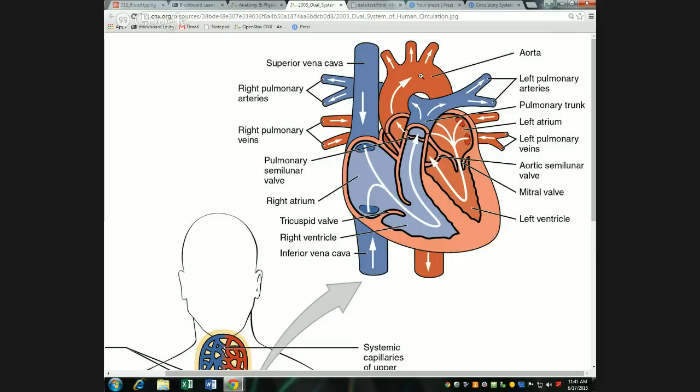There's a wall separating the 2 sides from each other called the septum. When we're talking about the wall between the atria, we call it the atrial septum. When we're talking about the wall between the 2 ventricles, we call it the ventricular septum.